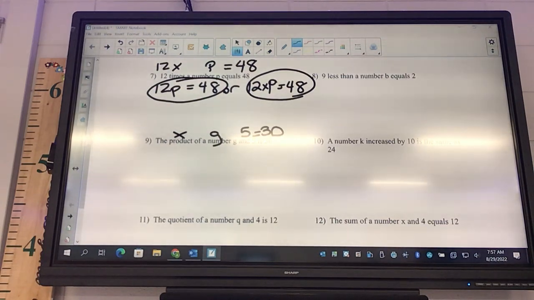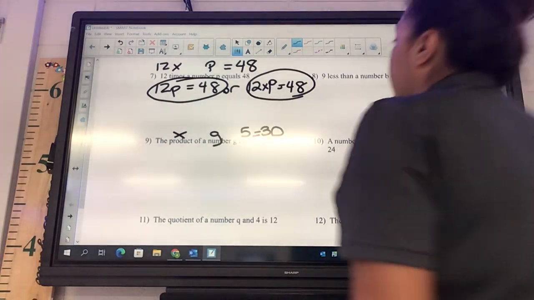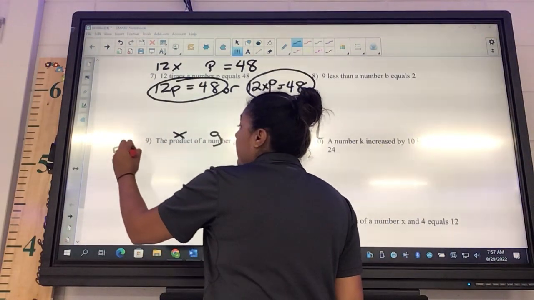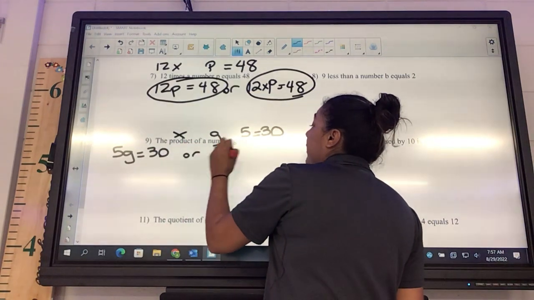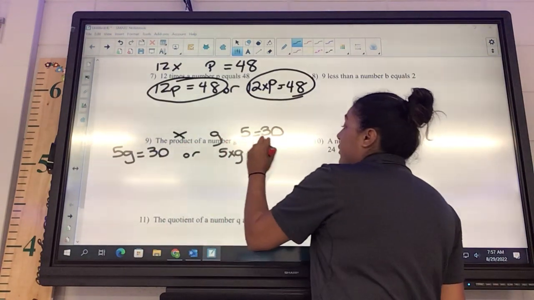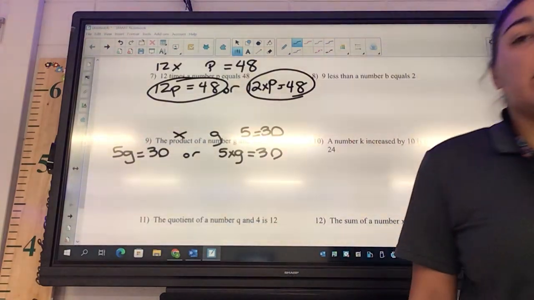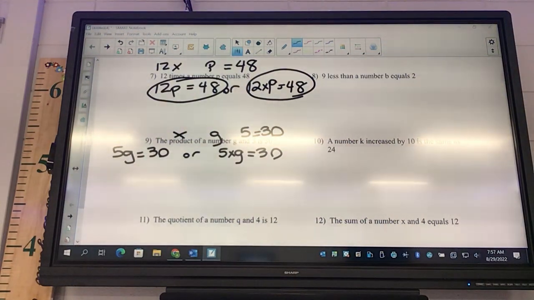What's the other way? 5 times g equals 30. Okay, there's 2 ways, same thing. So you can say 5g equals 30, or you can say 5 times g equals 30. Or you can say g times 5, whatever. Either one of those works.